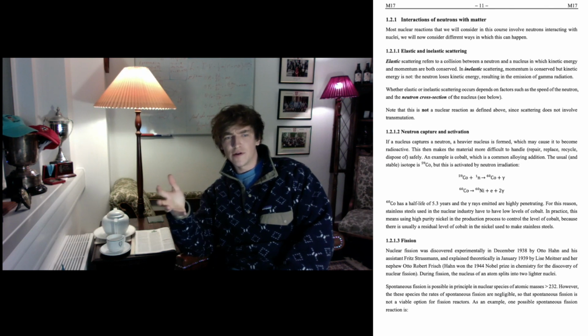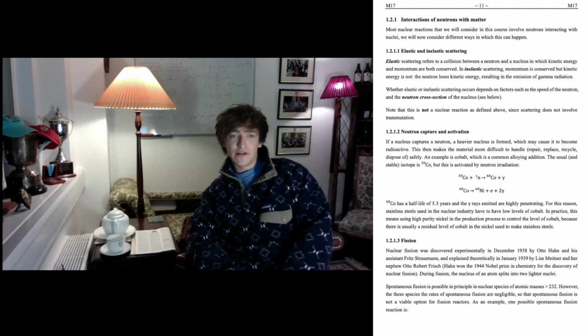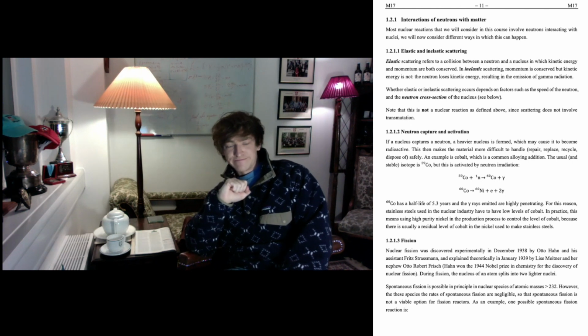Now, such fissions can occur spontaneously, like I've said, without stimulation, for very high atomic masses above 232. However, the rates of such reactions are so negligible that it isn't really feasible to use spontaneous fission for a nuclear reactor. What we do instead is we force fission by using incident neutrons. But it gets more complicated, because while a nucleus can undergo fission, it can only do so under certain conditions.